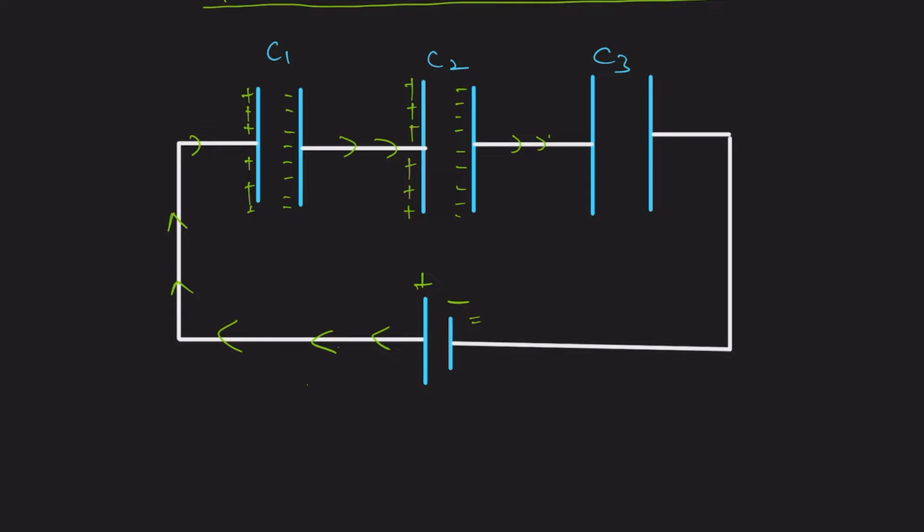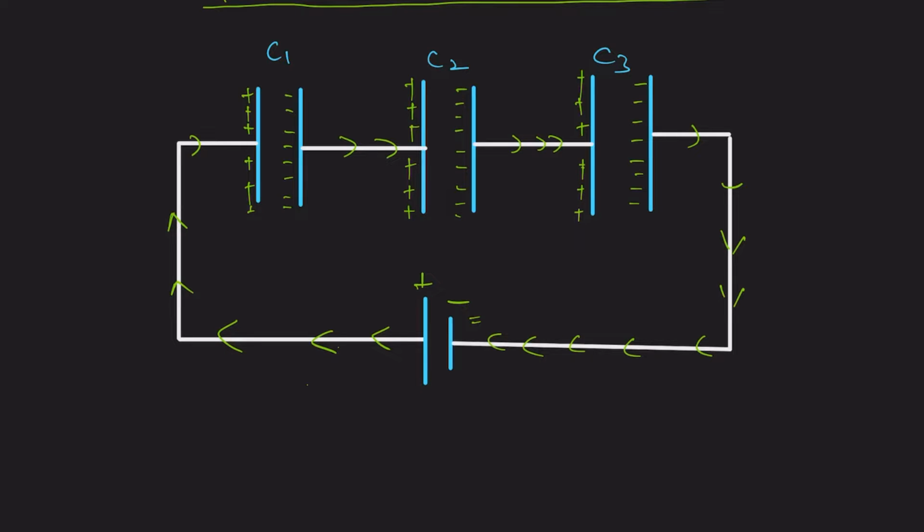So again it is moving toward C3. Again here, on this plate of C3, it gets positive charge. So this positive charge again attracts the electrons of the other plate towards this side. So the other side gets positive charge. So this is attracted by the negative terminal. So here positive charge is moving toward the negative terminal. So here the current circuit gets closed.